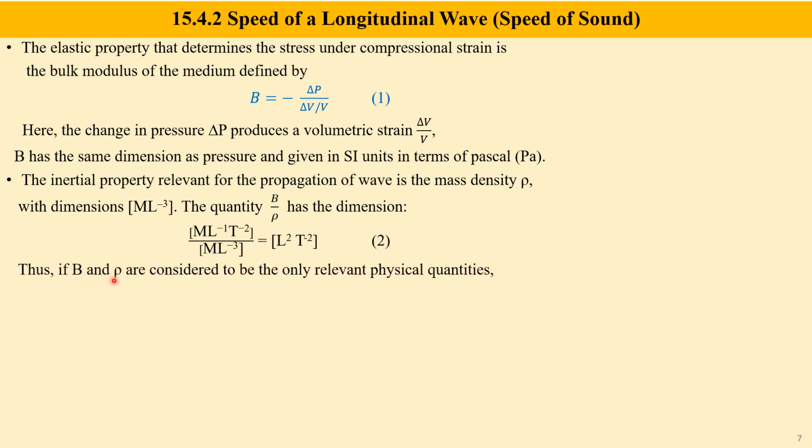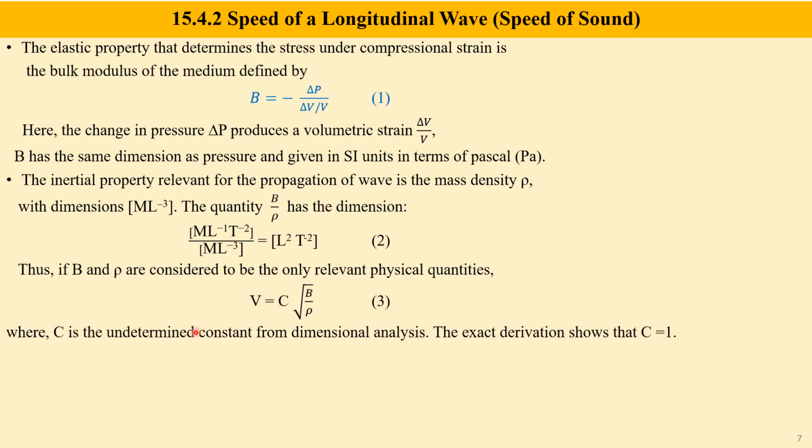Thus, if B and rho are considered to be the only relevant physical quantities in the case of longitudinal wave, that is the speed of sound, we can write the solution as V, the speed of sound wave, equals C into square root of B by rho. Let it be equation 3. Here V is the speed, C is an undetermined constant from dimensional analysis.